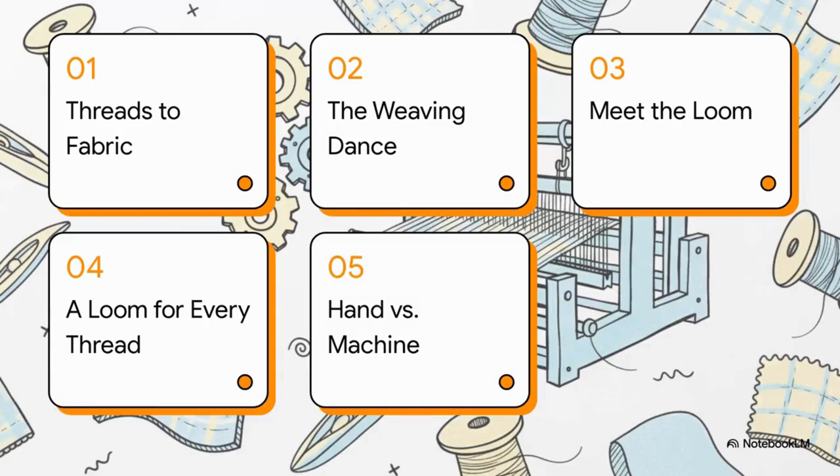So here's what we're going to cover. First, we'll start with the absolute basics of how you even get fabric from threads. Then we'll get into what I like to call the weaving dance. Meet the machine that makes it all happen, explore all the different kinds of looms out there, and then we'll put it all in context and look at the fascinating world of hand looms versus power looms in India.